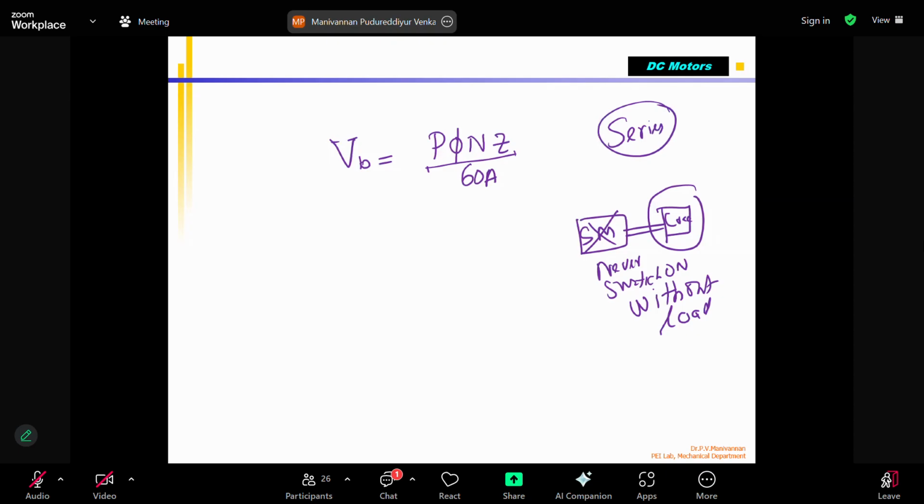Sir, only one doubt: what is the advantage of a series motor over a shunt motor? Heavy torque at low speed. In which applications are we using series motors? Lift, I told you, crane. For example, you go to a suburban train. Electric trains are there. Inside the city, what you call suburban train or electric train, there you just get in.